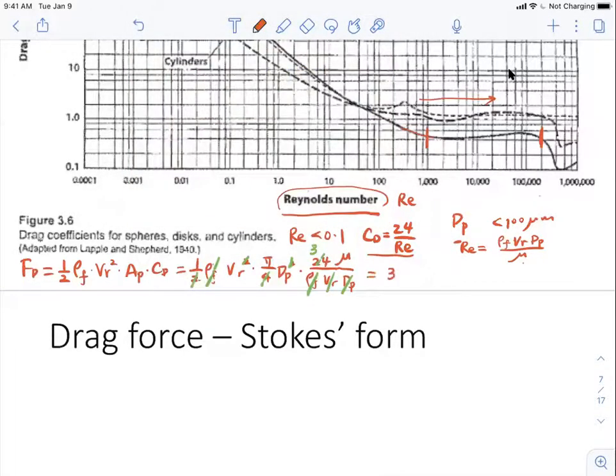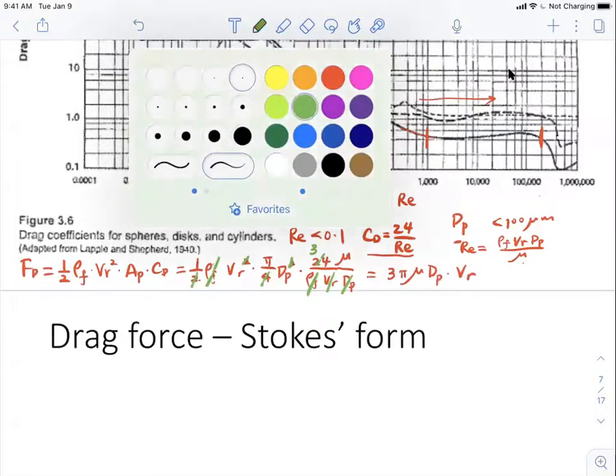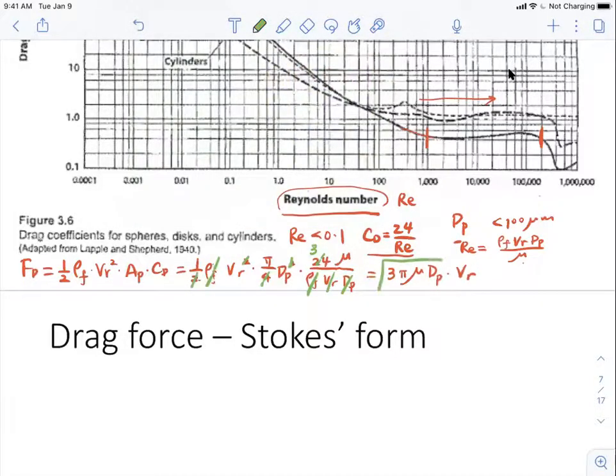That is 3 pi mu dP multiplied by VR. Okay, I will box this equation here. So I want to highlight that for this air pollution control class, if I only want you to memorize one equation, it's going to be this equation.